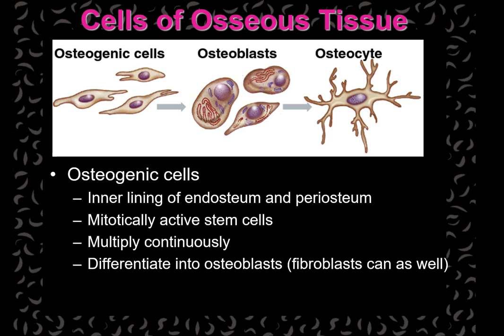And these cells can differentiate into osteoblasts. Some fibroblasts can also change and become osteoblasts. Osteo, once again, means bone. Blast is an immature cell. So this is an immature bone cell.